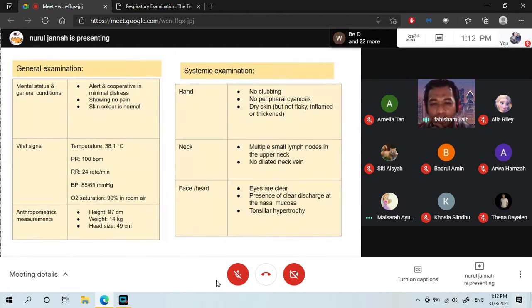Since you mentioned that the child is in the history, the child was sneezing a lot. Does the child have comorbidity? What are the comorbidities related to asthma? Eczema. Allergic rhinitis, okay? Later on, Amiro, since you answered, Nazla, since you answer this.